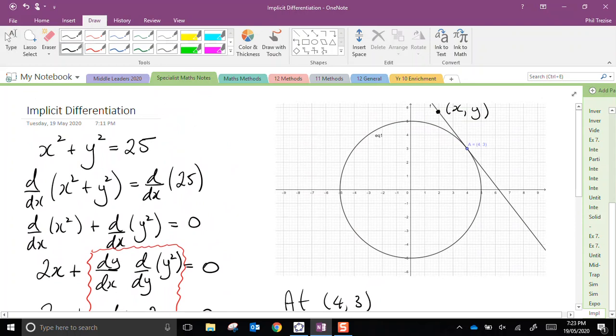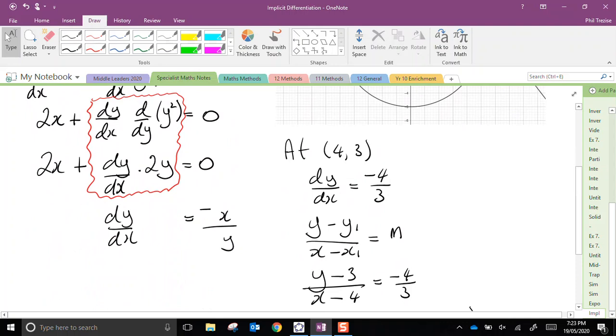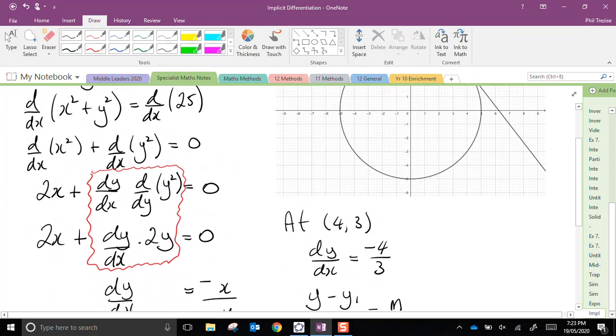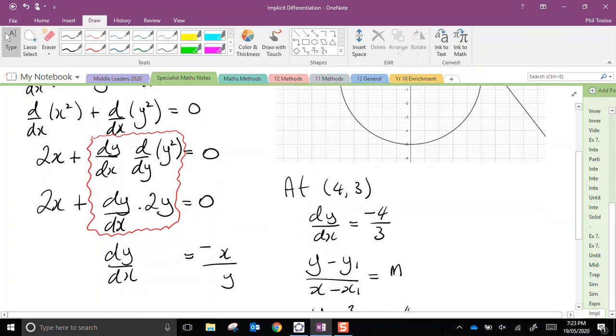Now that's just a way of using the derivative, but the main point of this lesson was what we did over here, the implicit differentiation. That's the main takeaway from this. The other one was just an example of where we might use it. Right, that's enough for this one. I'll be back in a moment with another example of a more complicated implicit differentiation.